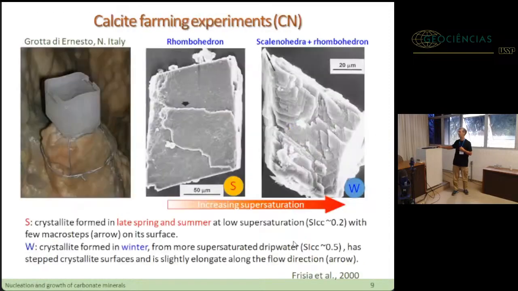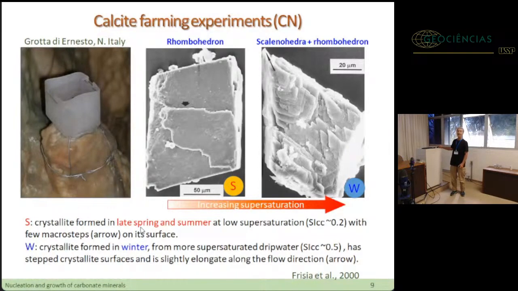So a very simple way to approach crystallization and growth in our case is performing a calcite farming experiment, not just for the stable isotope and trace element composition, but for the shape of the crystal. This is the first experiment we published back in 2000 at Grotta del Nesto in Italy, where we farmed calcite crystals during two different seasons.